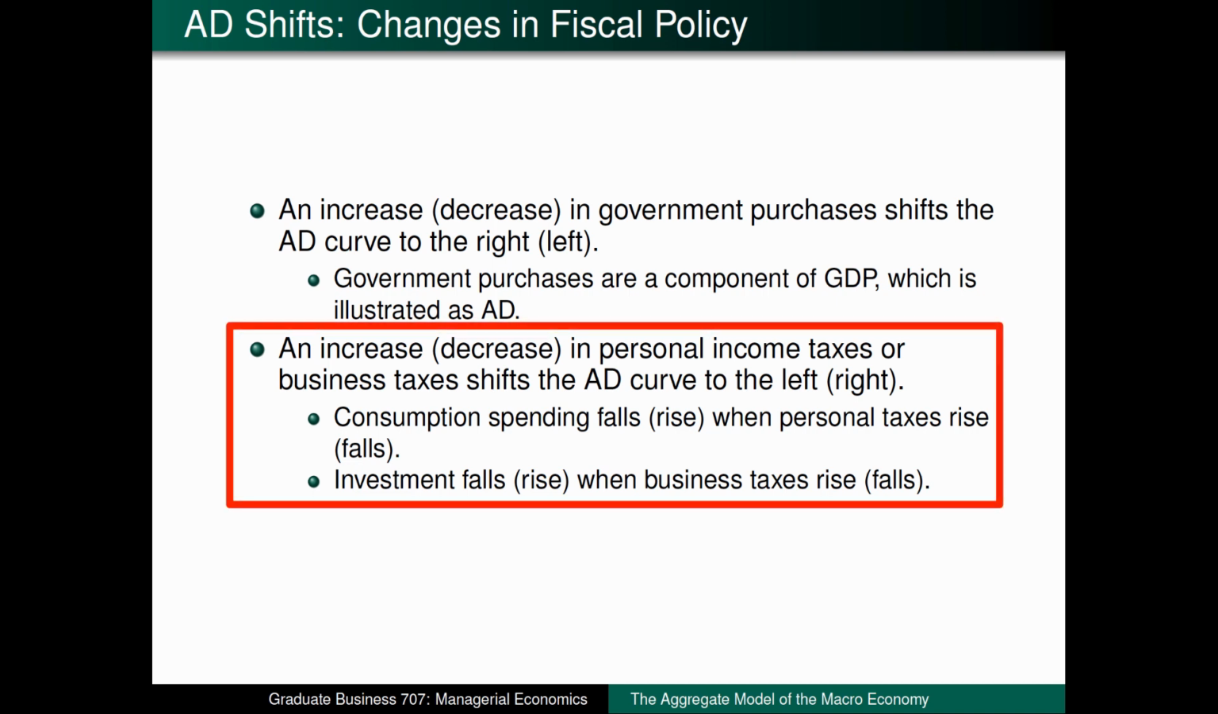Furthermore, an increase in taxes will lower the amount of spending by consumers and businesses, so a higher tax rate will shift the aggregate demand curve to the left. Conversely, a decrease in taxes will encourage more spending by consumers and businesses, so a lower tax rate will shift the aggregate demand curve to the right.